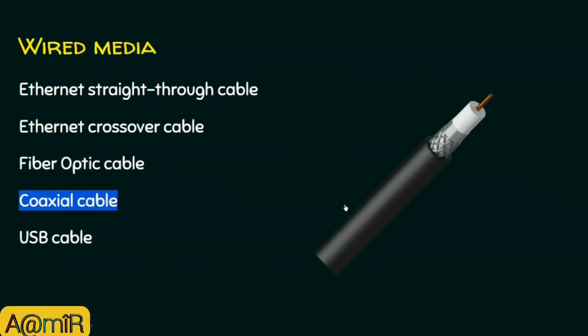This is an example coaxial cable. This cable is mainly used for audio or video communication. We can see this cable in our home. If you have a set-top box, just go and see this coaxial cable which connects the dish antenna and the set-top box. This cable also carries the data in the form of electrical signals.